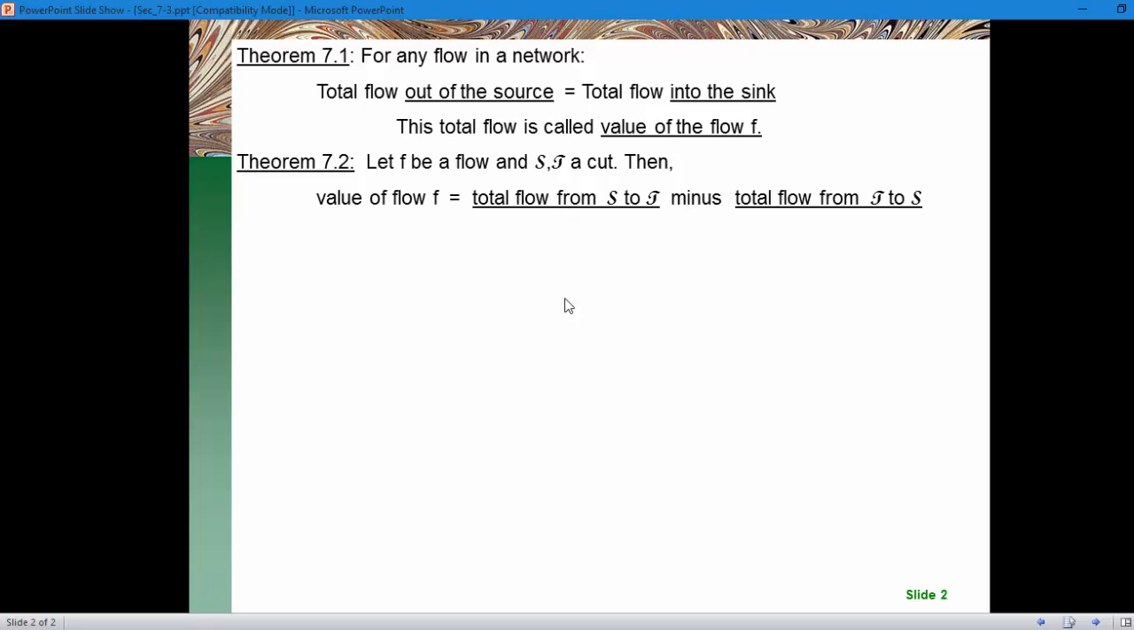So if we add all the flows in all the edges going from S to T and subtract the total flow of all the edges going from T to S, then we should have the same value of the flow as we find when we add the total flow into the sink or the total flow out of the source.